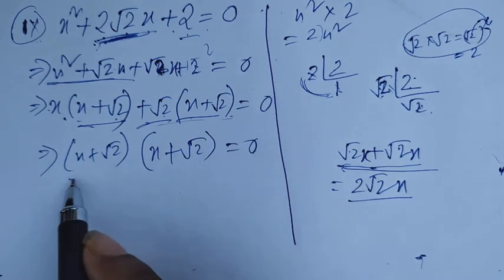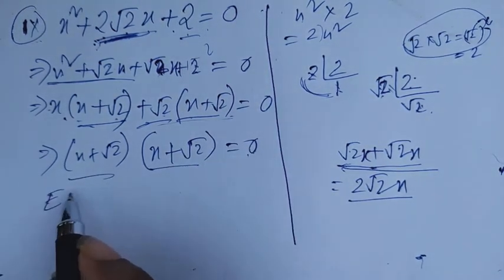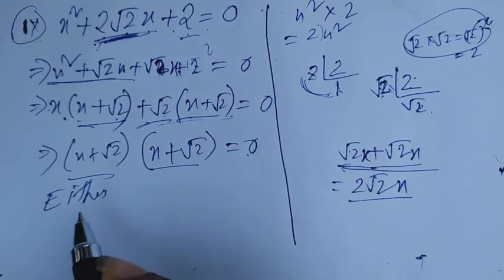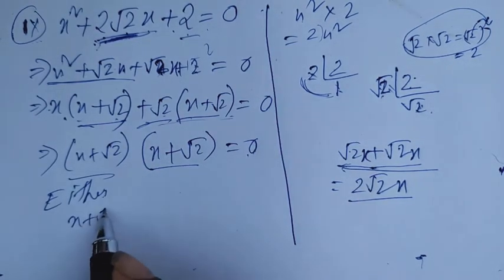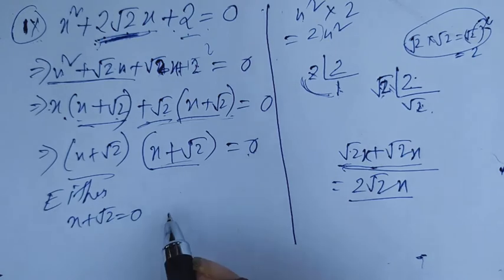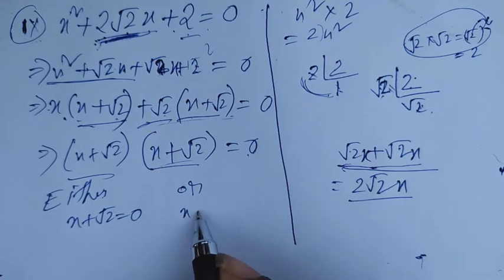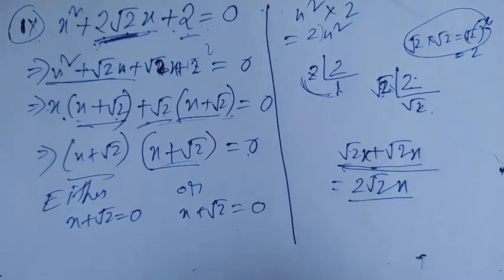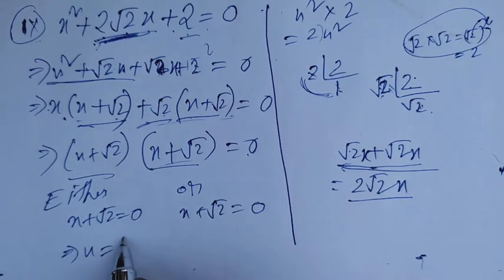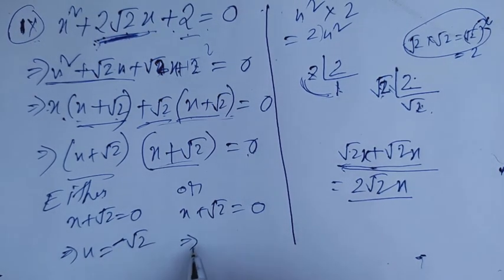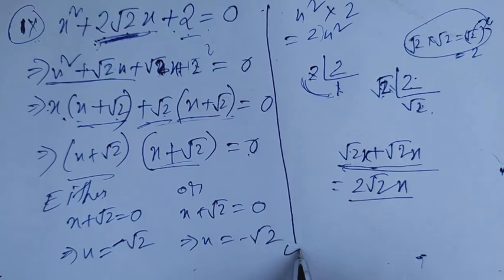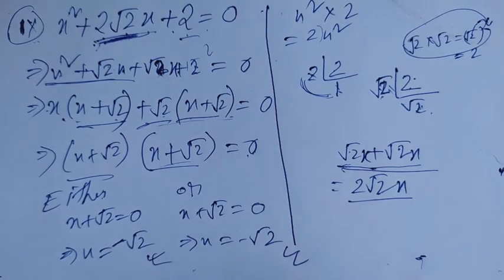Now again we know either of these two will be equal to 0. So either the first expression x plus root 2 needs to be equal to 0, or the second expression x plus root 2 needs to be equal to 0. So either x equals minus root 2 or x equals minus root 2. We have got the answers.